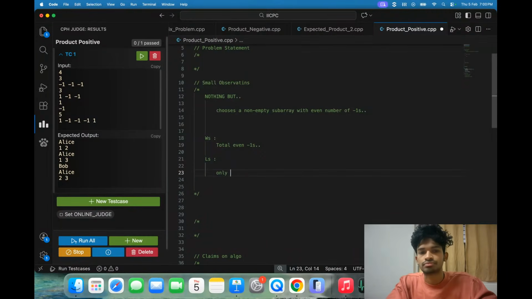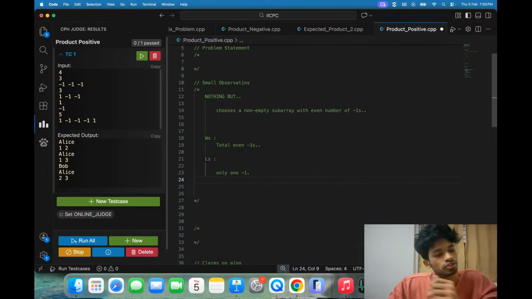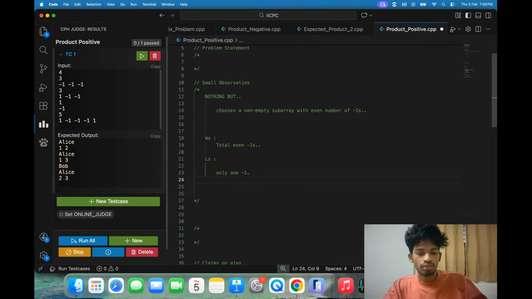Only one, only minus one. This is a loss because you cannot do anything here. Okay. Only minus one is a loss. So anything that can lead to this is also a win now.